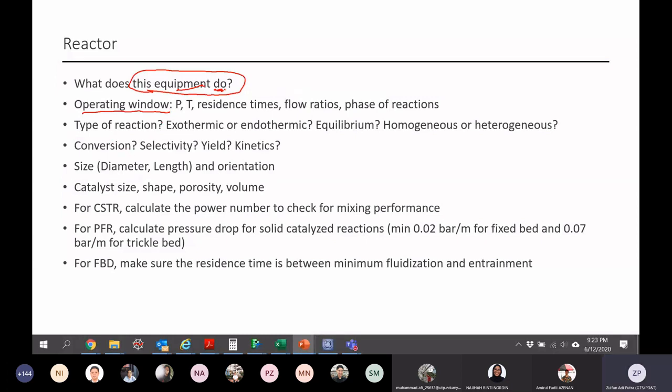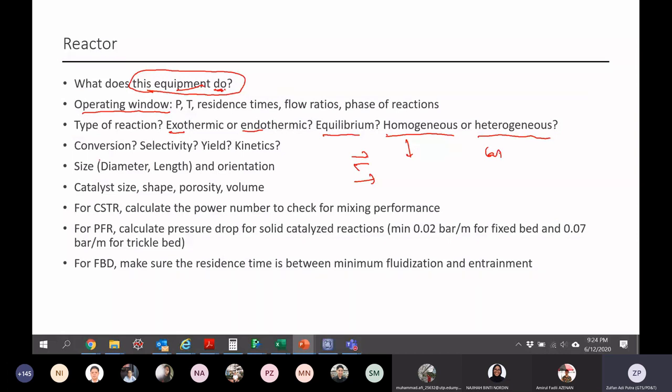You should ask yourself, what is the type of reaction? Is it exothermic or endothermic? Is this releasing heat or consuming heat? Is it an equilibrium reaction, or just a one-way reaction? Which is, a one-way reaction is also an equilibrium reaction in a way. And is it a homogeneous reaction or heterogeneous reaction? Do you have a catalyst in it? A solid catalyst, for example? Or a liquid catalyst, if you have liquid-liquid reactions? Something that we have to know.